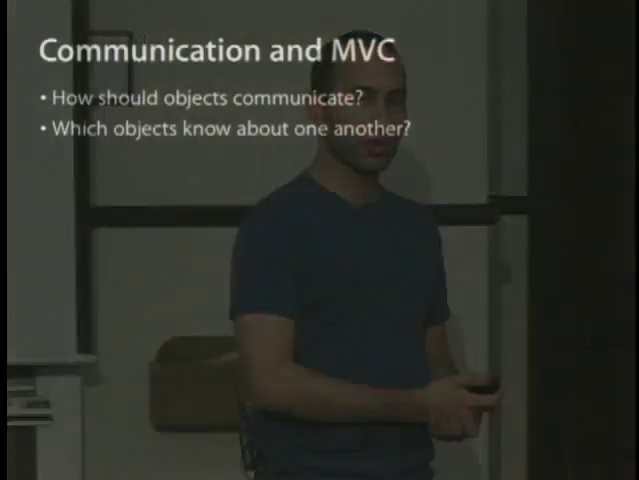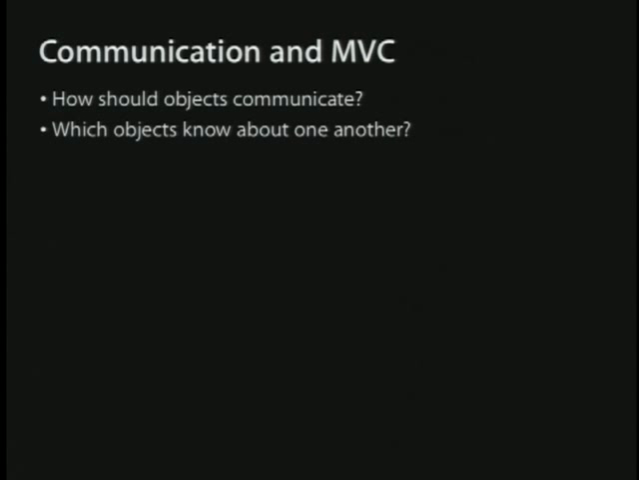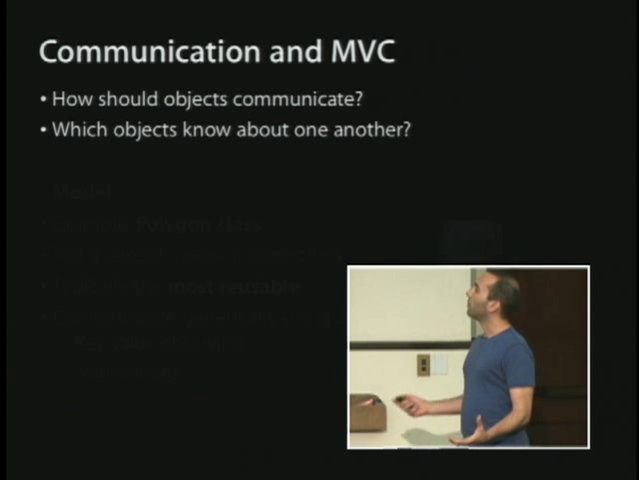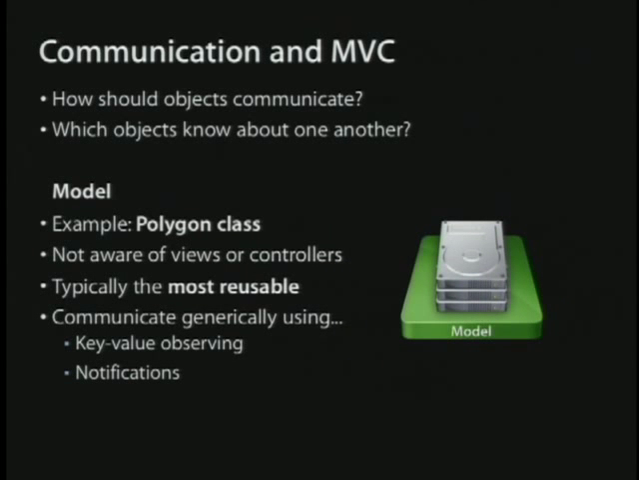So how do these objects talk to each other? If they're supposed to be so separate from each other, how do they communicate? Well, let's start with the model. In the example that we've already done in the assignment, the polygon class doesn't know anything about the views that represent it. And in fact, it doesn't even know about the controller that's manipulating the data. And it's completely reusable. You take that polygon class, like I said, you can put it on another system, build something else on top of it.